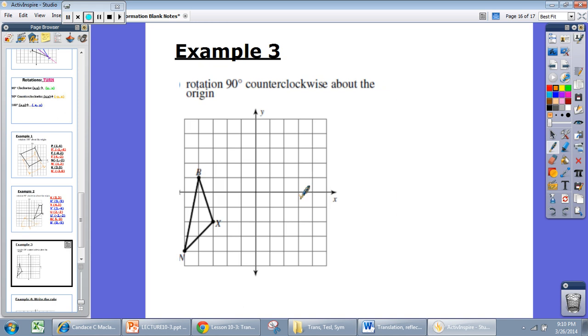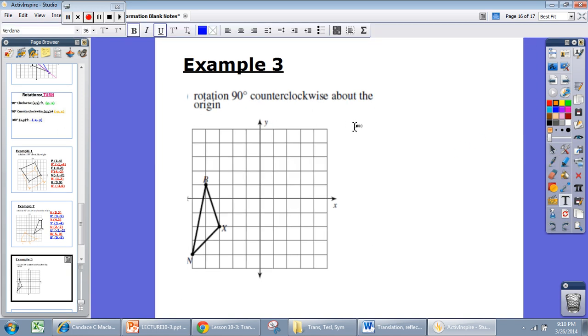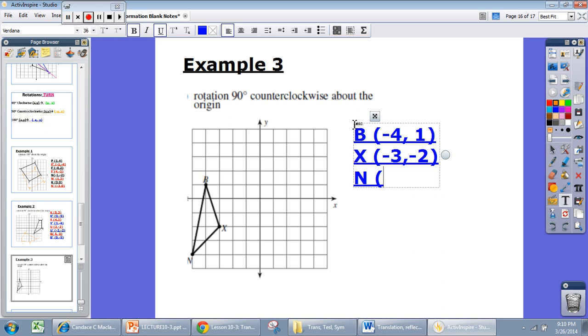Alright, counterclockwise. For counterclockwise, we're switching and making y negative. So let's write out our points. This one's nice because it's only a triangle. We only have 3. B is negative 1, 4. X is 3, negative 2. And then N is 5, negative 4.